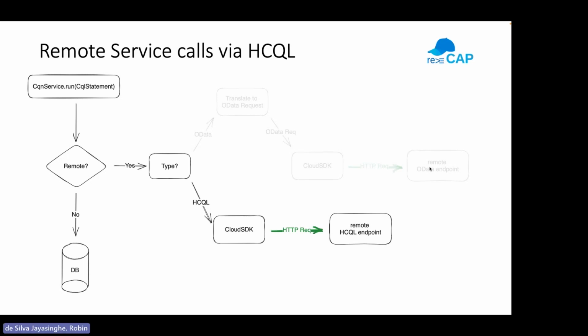End of last year or so, Daniel came up with the idea: why have all this conversion? Why not directly talk CQL between CAP services? So at the beginning of this year, we started a small implementation project and came up with the approach to have a new type, HCQL. When we see this is a remote service, we have an HCQL remote service, and then just hand over the statement without any OData conversion, directly via Cloud SDK to the remote service.